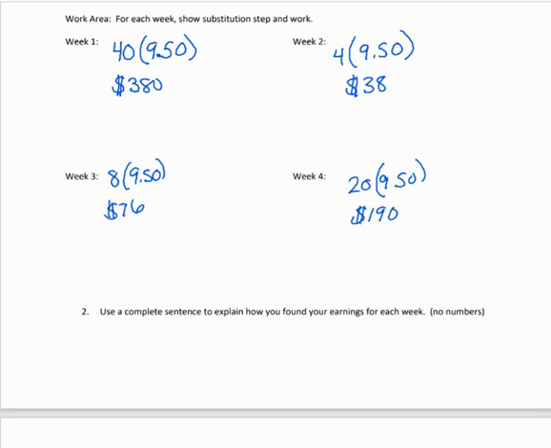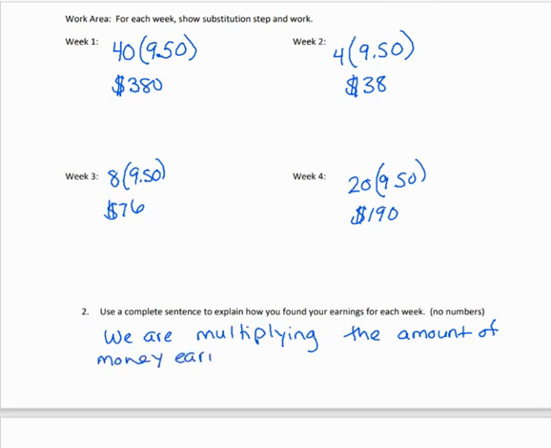We are multiplying the amount of money earned per hour by the total hours worked.